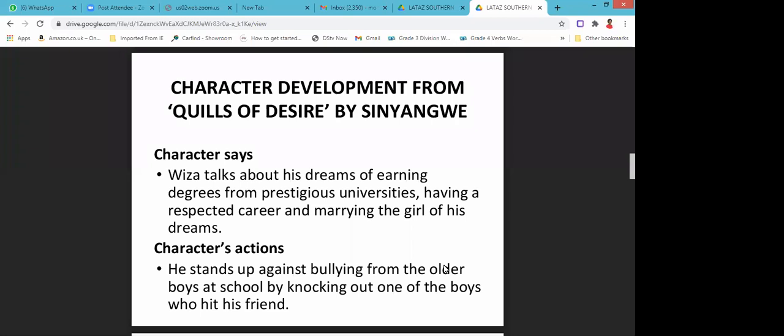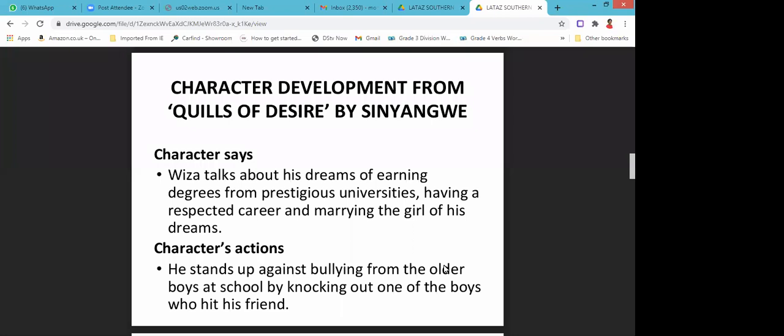What a character says. When you read through the book, you will find Wiza talks about his dreams of earning degrees from prestigious universities, having a respected career, marrying the girl of his dreams. He constantly thinks about this and he verbalizes it. And this is his ambition. This is how we get to know what he's thinking.